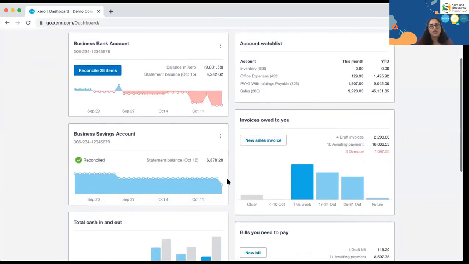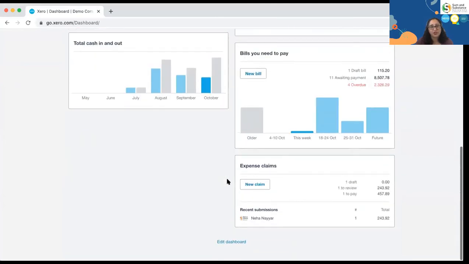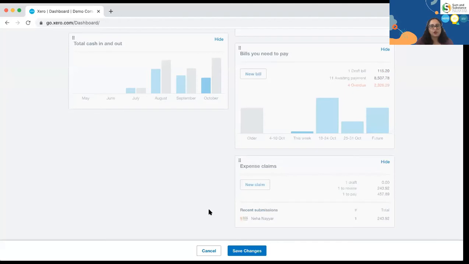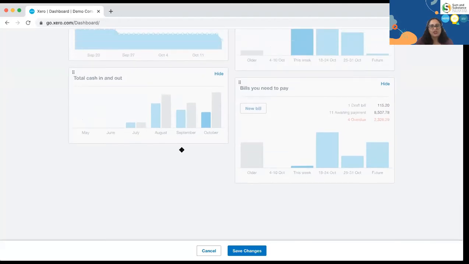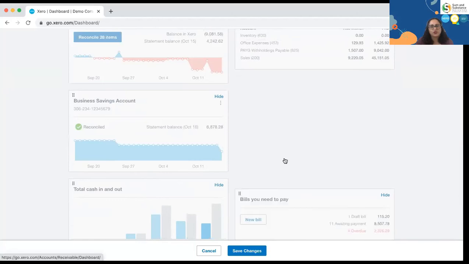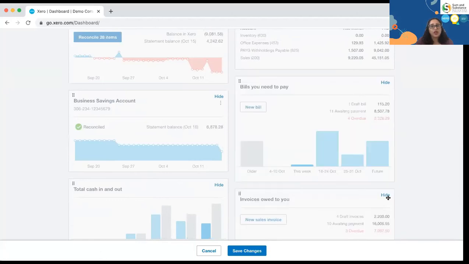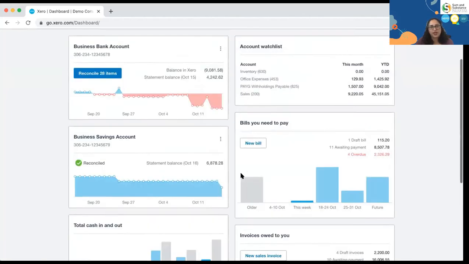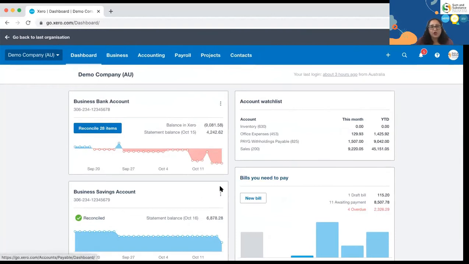First of all, I want to say that if you ever want to change your dashboard a little bit, you can just click on this edit dashboard right at the bottom, and then you can change things, right? If you don't want to worry about invoices owed to you, you can move it down or you can hide it, okay? If you don't want to know about savings account, you can hide it, okay? So you can change things there. Make it according to your needs.